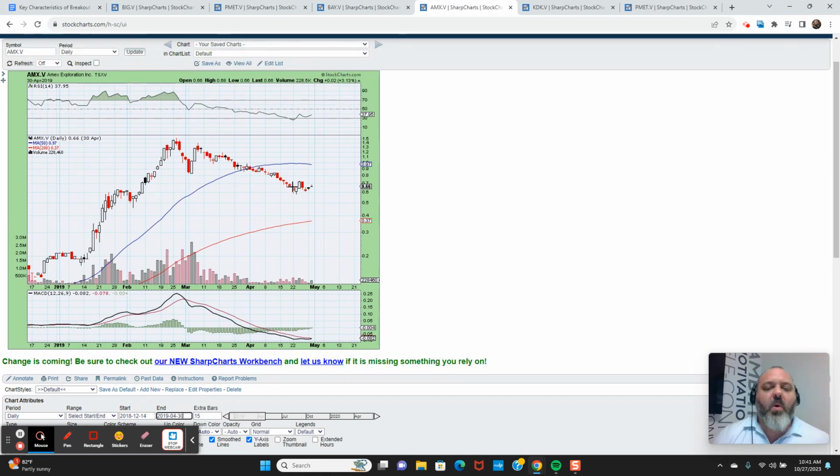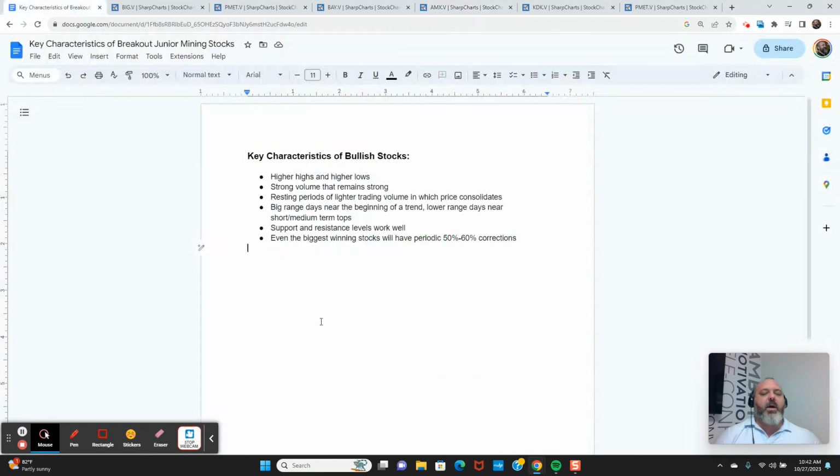So this was more than a 50% correction in Amex. Actually, it was more like 60% from $1.50 to 60 cents. Yeah, that's 60%. And just a very steady drop on light volume. Just buyers weren't really as enthused as they were back over here, a sign that just price had gotten a bit ahead of itself.